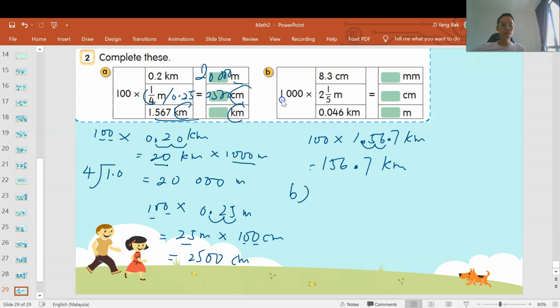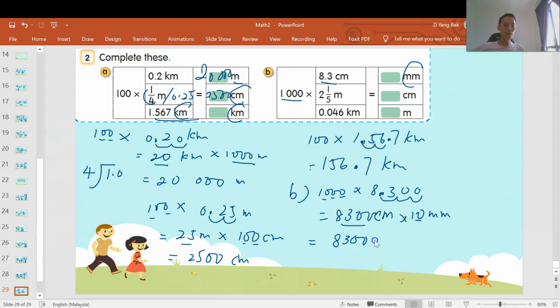Part B, 1000 times 8.3. Move 3 times to the right. 1, 2, 3. Add 2 zeros here. So it's 8,300 cm. Question asking for mm, you have to times 10. So 8,300 in front, 10 behind, add another 0. So it's 83,000 mm. Okay, 83,000 mm.